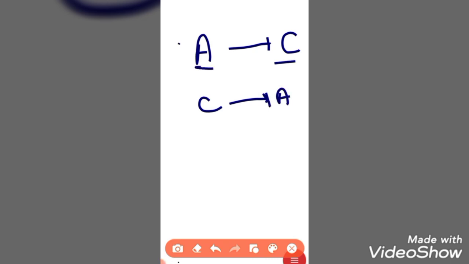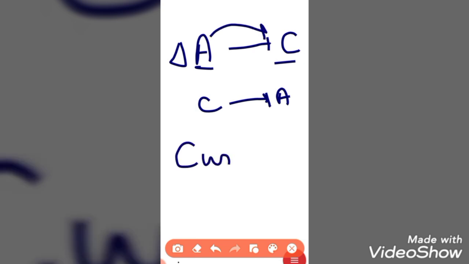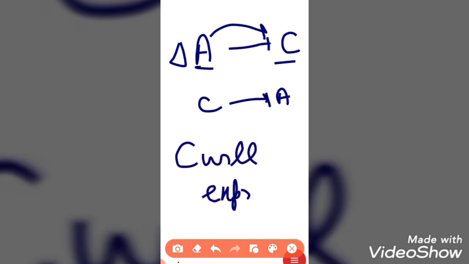Whenever the A gene is mutated, in its place C will express. जब भी A का फंक्शन म्यूटेट हो गया तो A का फंक्शन परफॉर्म नहीं हो पाएगा, बट उसके प्लेस पे necessarily C का फंक्शन परफॉर्म होगा, and vice versa. C is also antagonist to A.